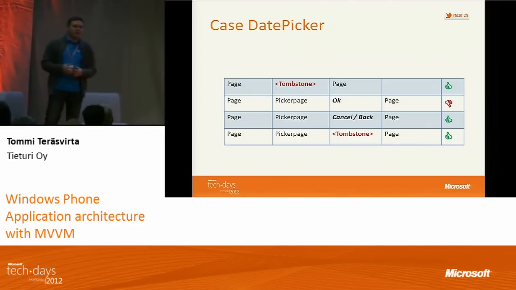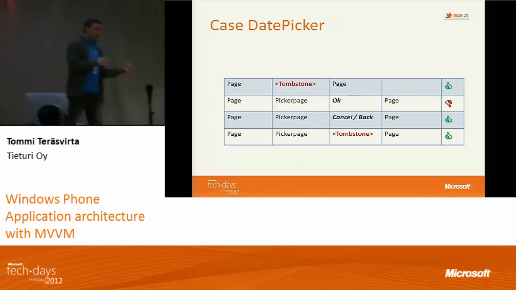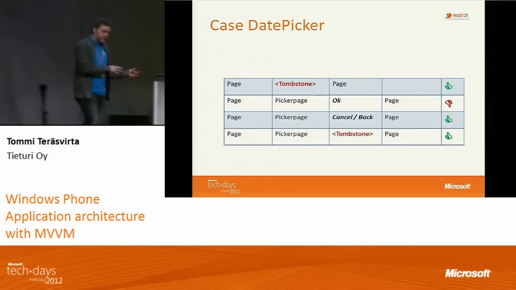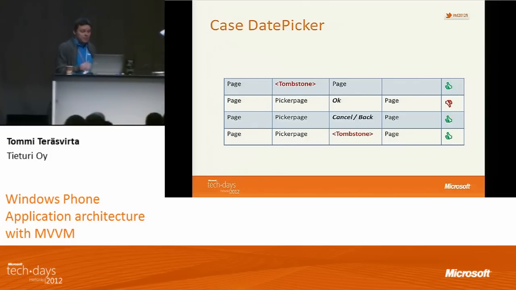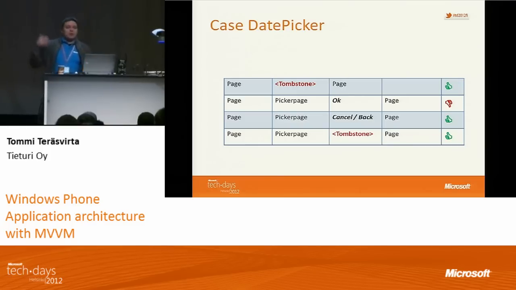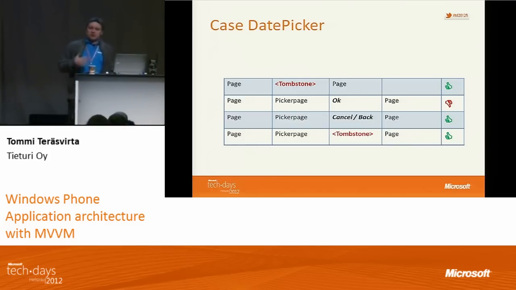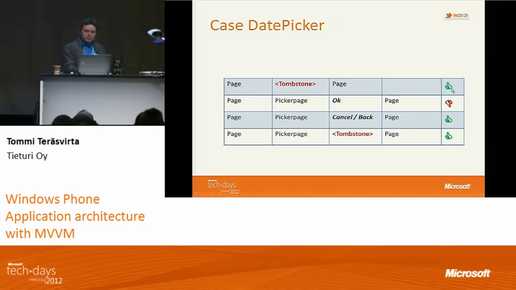Or we can move on to another application and have our application tombstoned while we're in the date picker. Or even if it's not tombstoned, we could move on into fast application switching still. And we also have to worry about the situations where we don't go into the picker page. We still leave our application and eventually possibly get tombstoned. And there's this one small mark in here.